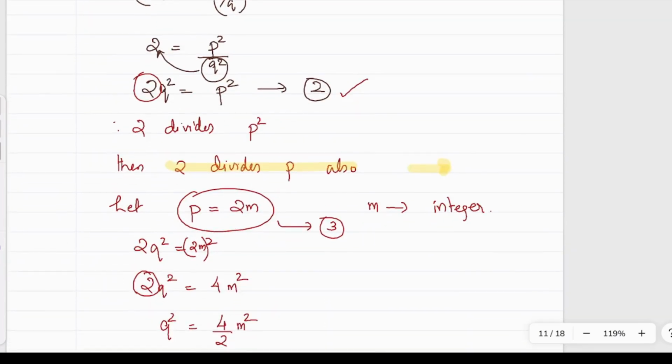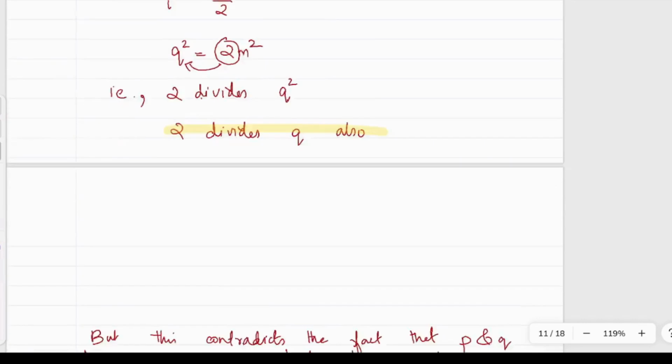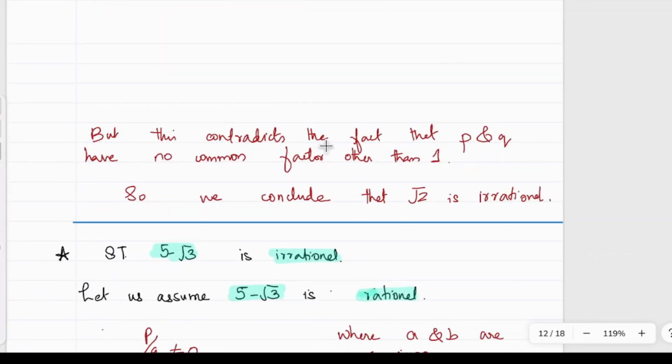So it means our assumption was wrong. So how can we write that one? So here we can write, but this contradicts the fact that P and Q have no common factor other than 1. So we conclude what? Root 2 is irrational. In this way, we have to prove root 2 is irrational. Clear?